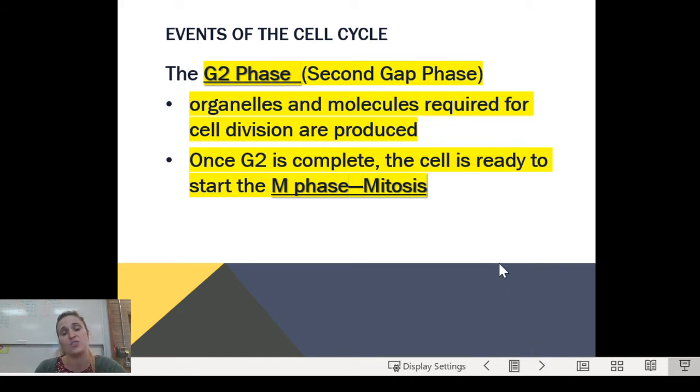The next phase, the G2 phase, is the second gap phase. That's where organelles and the molecules that you need to divide are produced, okay? So that's when you're making more organelles by replicating them and other molecules that you need. And once G2 is done, then the cell is ready to go into the M phase or mitosis.